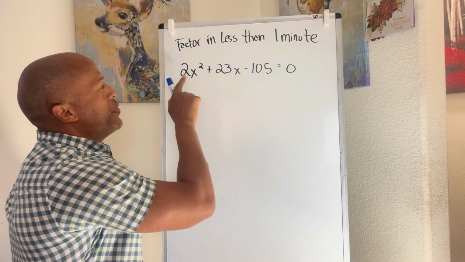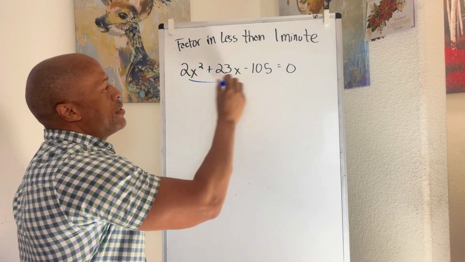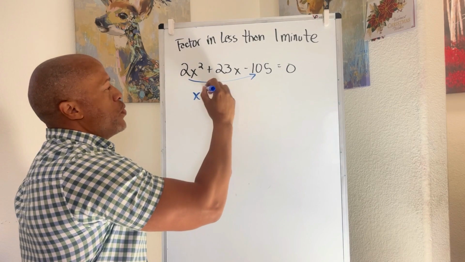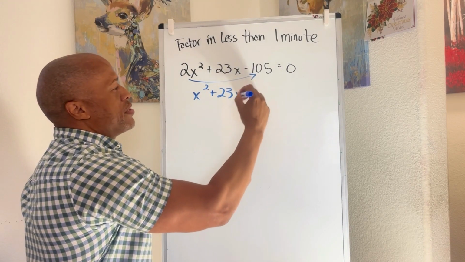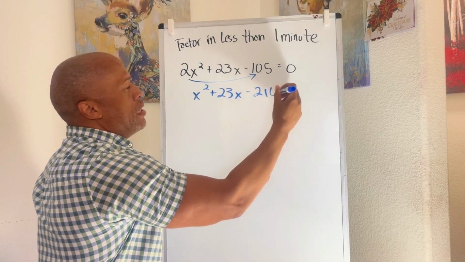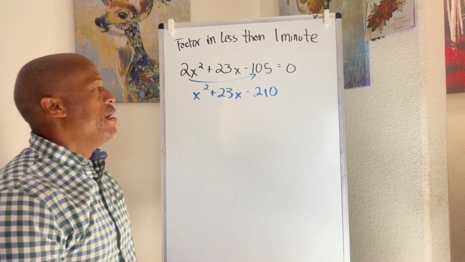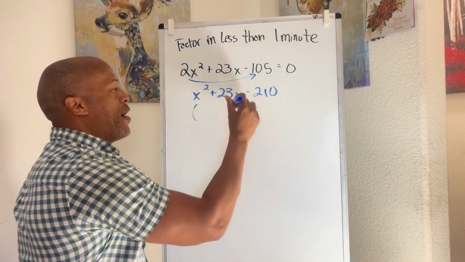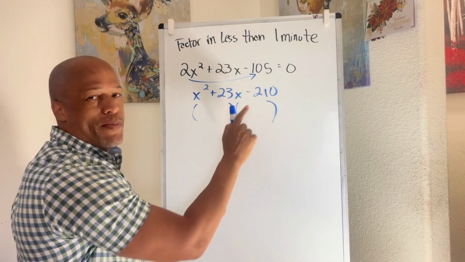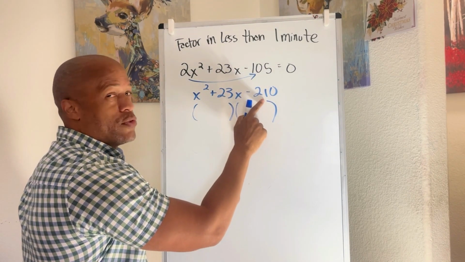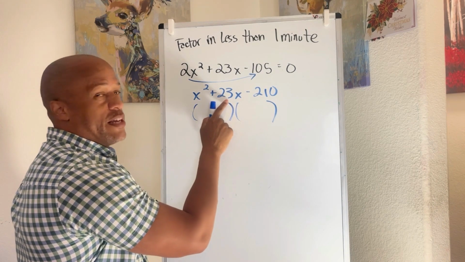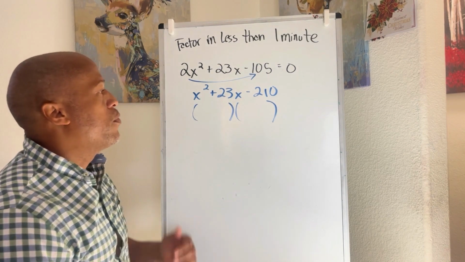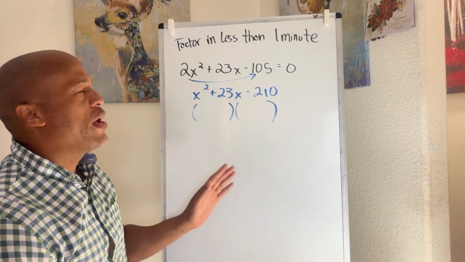What we would do is take this 2 and multiply it times the 105. So I'll have x squared plus 23x minus 210. And I'm just going to go from here. Now I want to go my normal factoring route, and think of two numbers that multiply to give me 210 and add to give me 23. And I'm going to figure out those numbers.